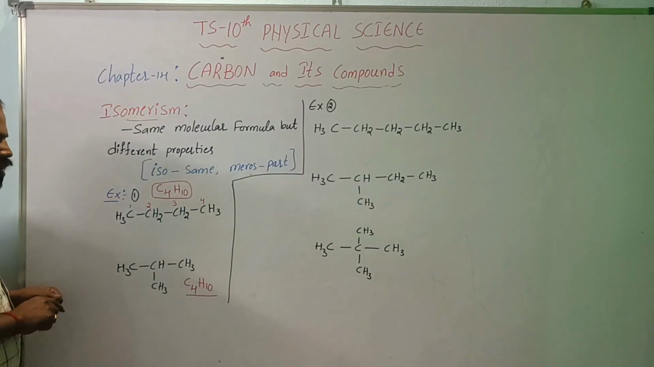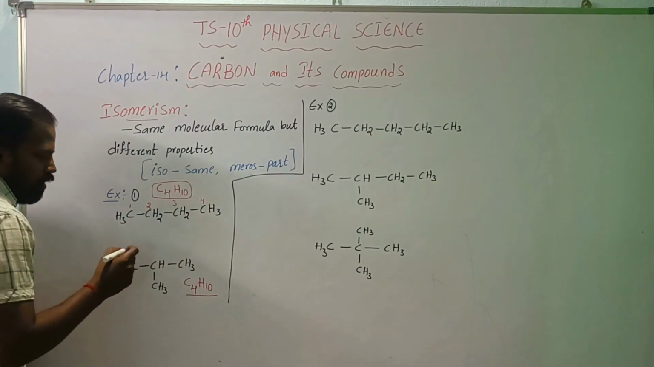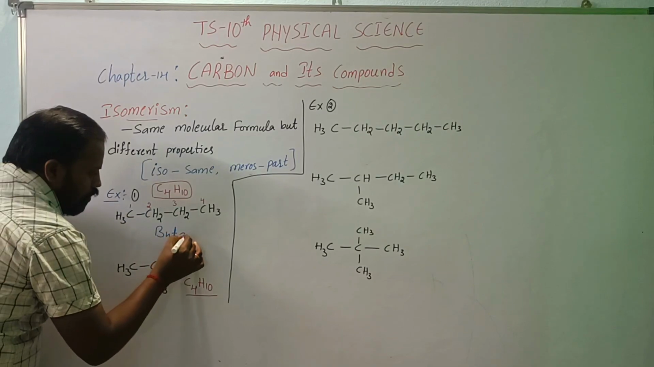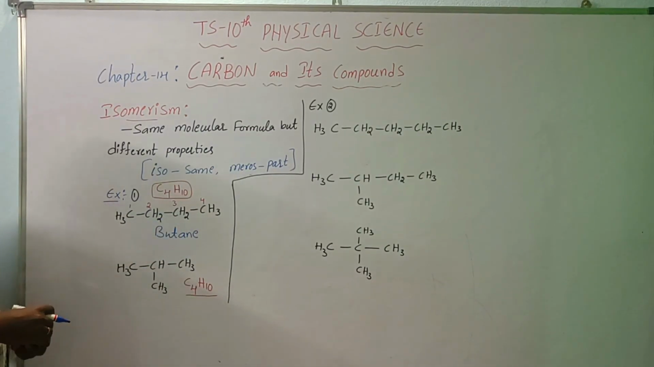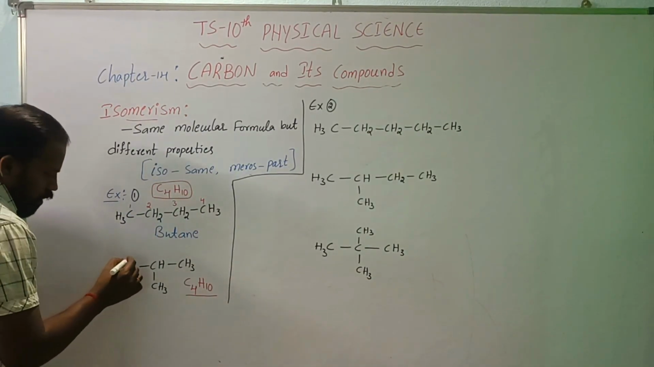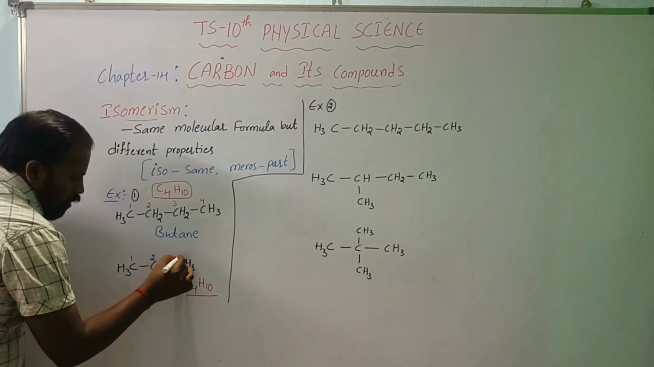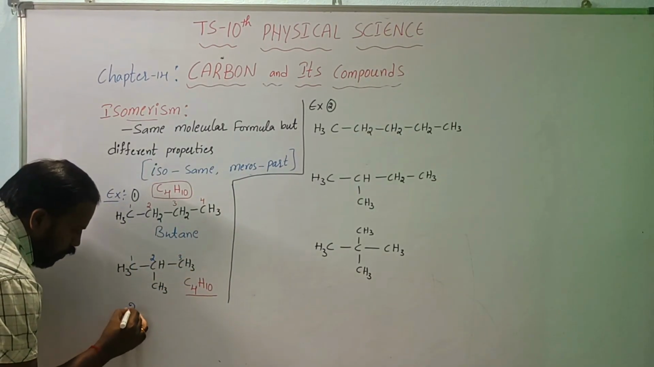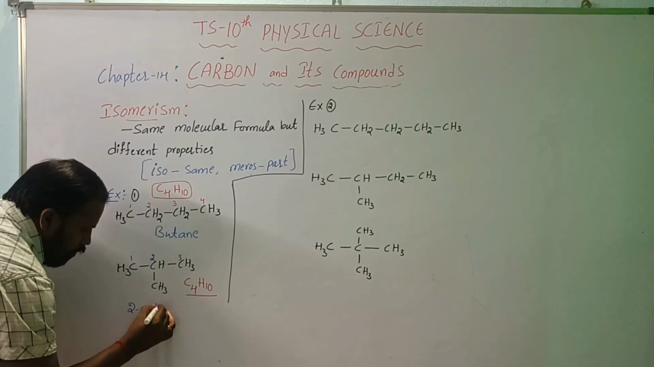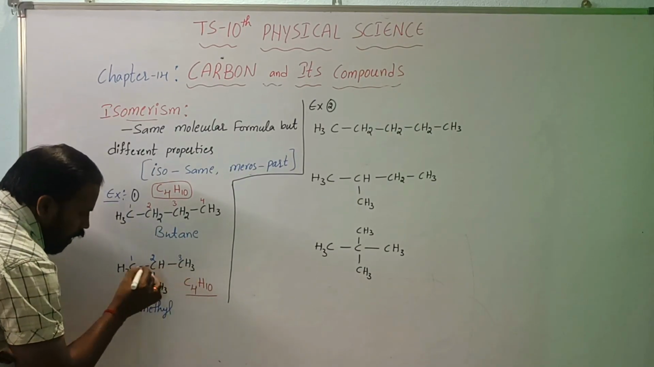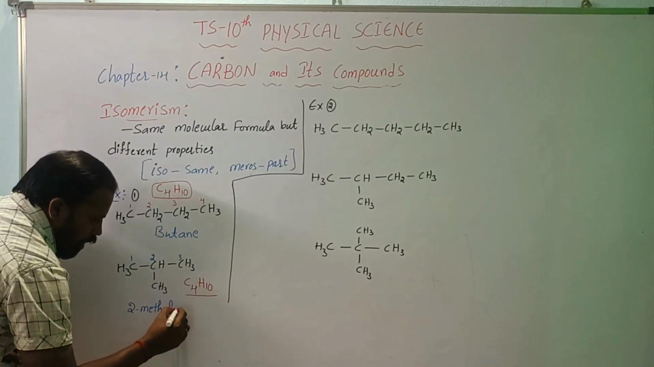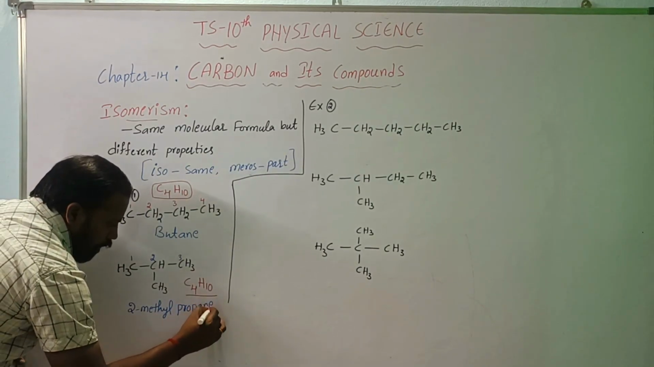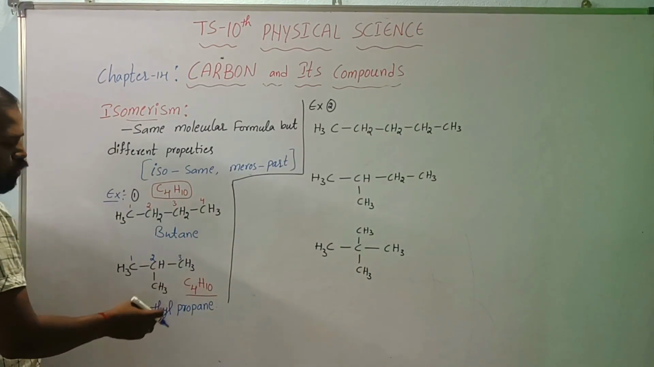So what is the name of this compound? The total number of carbons is 4, and all are single bonds, so we can write butane. For the other, numbering 1, 2, 3, the second carbon has a methyl group, so 2-methyl. The total straight chain has 3 carbons, so propane, and all are single bonds. So it is 2-methylpropane.